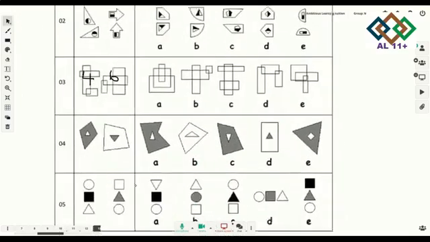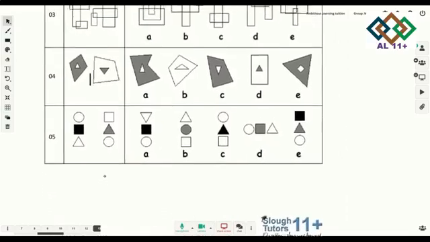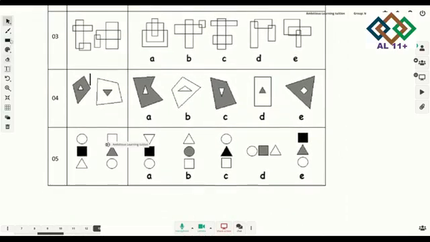So let's move on to number 4 now. Let me do a little bigger so you guys can see number 4 and number 5. So the answer for number 3, as we know, was B. So we are looking at number 4 now.